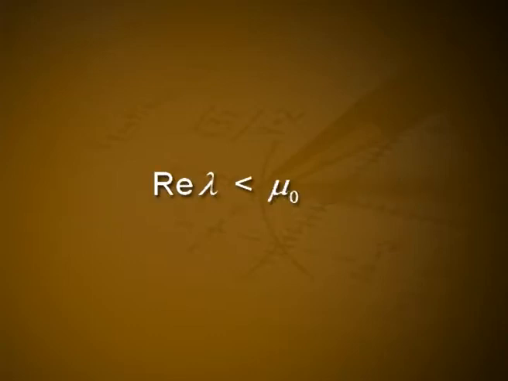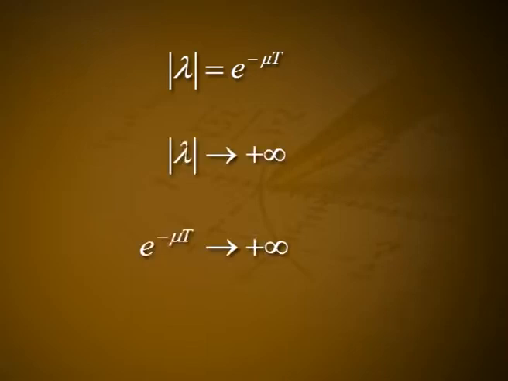There is a real number mu naught such that all solutions lambda of the second of equation 13 satisfy real part of lambda less than mu naught. To see this, take the modulus to get mod lambda is equal to e raised to minus mu capital T, and so if mod lambda tends to plus infinity, then e raised to minus mu T tends to plus infinity, which requires mu tends to minus infinity. Thus, there must be a number mu naught that bounds real part of lambda from above.